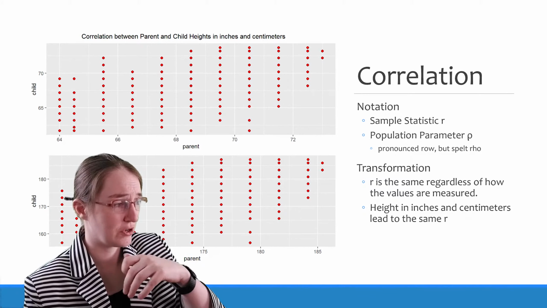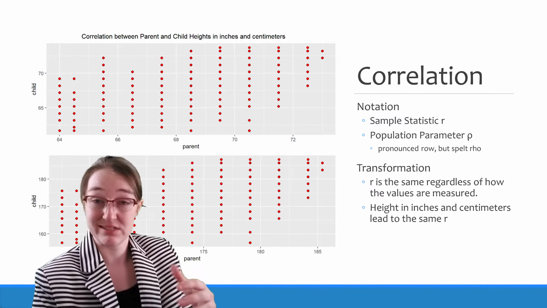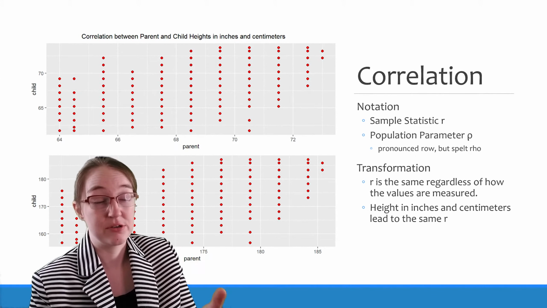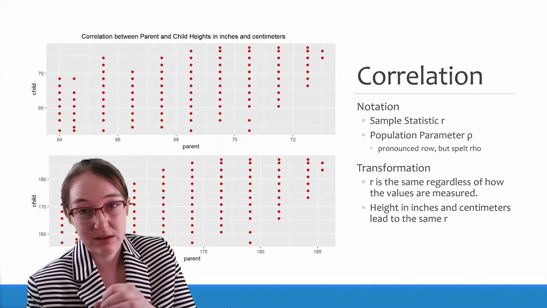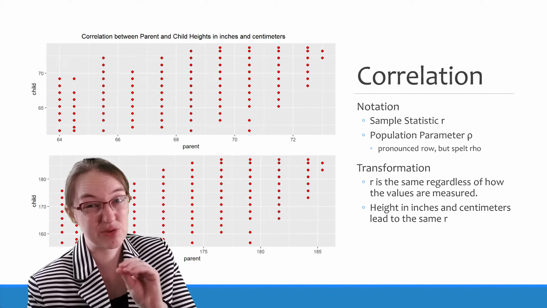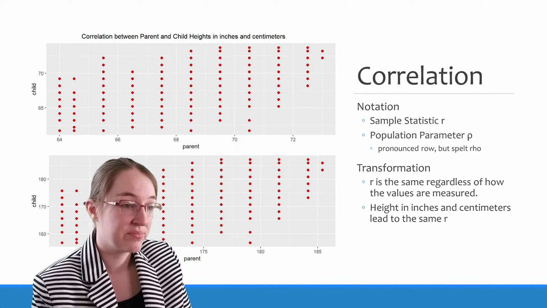So for correlation, the sample statistic uses R, lowercase r, while the population parameter uses rho. It looks like a P, it's spelt RHO, and it's pronounced row, like row versus column.